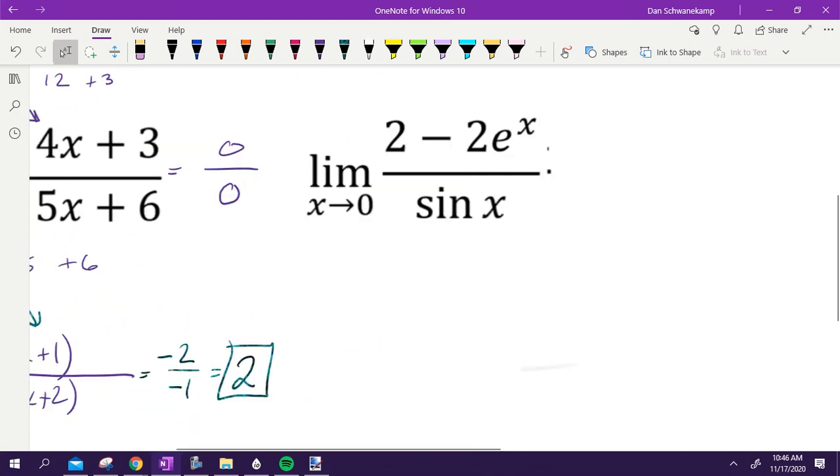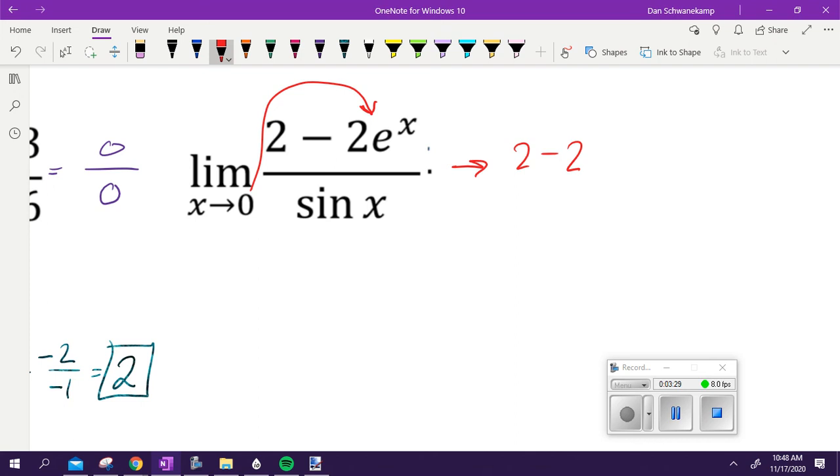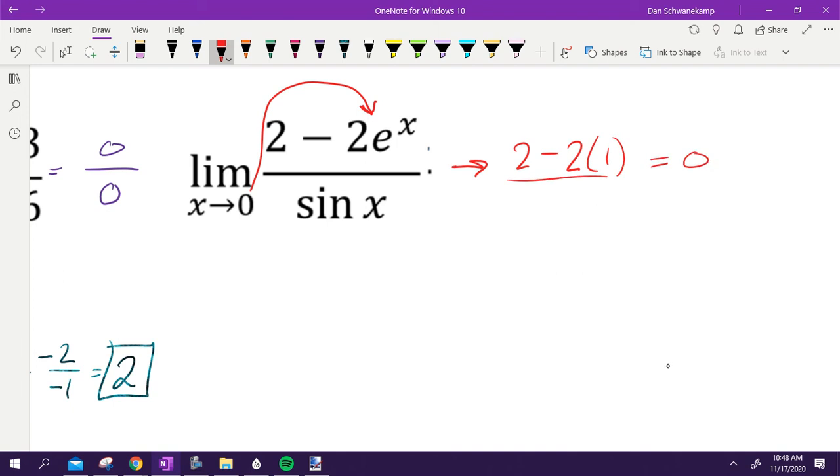Try the last one. See what you can do with the last one now that we've reviewed. Talk with your neighbor again. So we're trying to find the limit as x approaches 0, so we could always just take 0 and plug it in. If I plug in 0 on top, it gets me 2 minus 2e to the 0. What is e to the 0 going to get me? 1. So, okay, cool. On top, I get 0. On bottom, I'm doing sine of 0. What's sine of 0 going to get me? It's 0 over 0. Oh no, I got 0 over 0.